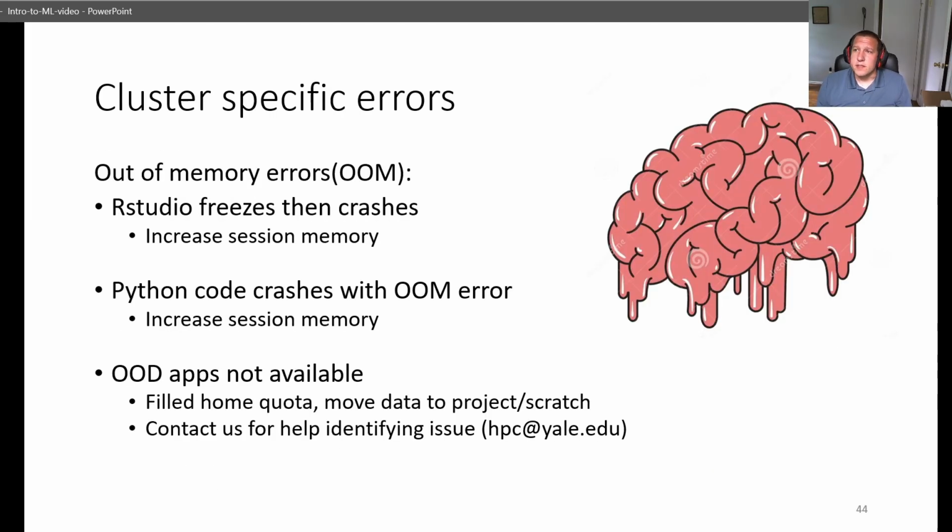Now, for cluster-specific errors, they're almost going to be entirely out-of-memory errors in the case of machine learning or missing libraries. In the case of out-of-memory, if you are on RStudio and it freezes and then crashes, it's almost definitely an out-of-memory error. You could check it by doing job stats to job ID, but if it freezes and crashes, you could also just increase your memory and it'll probably work.